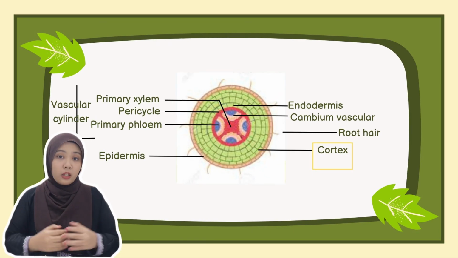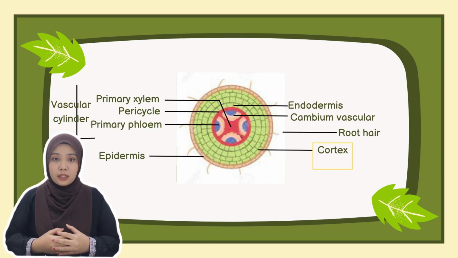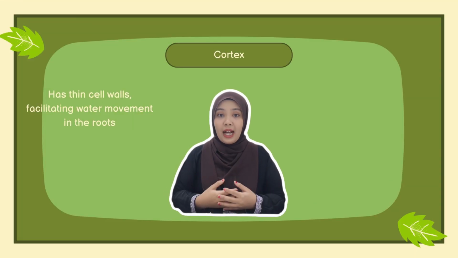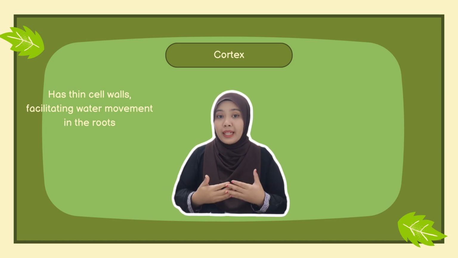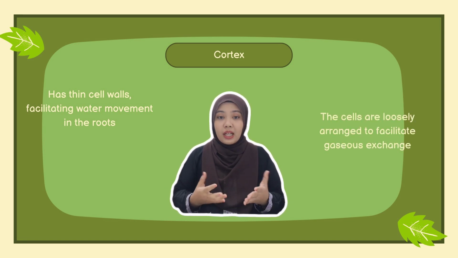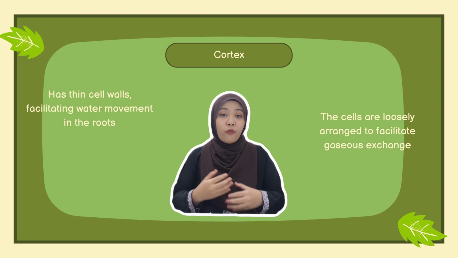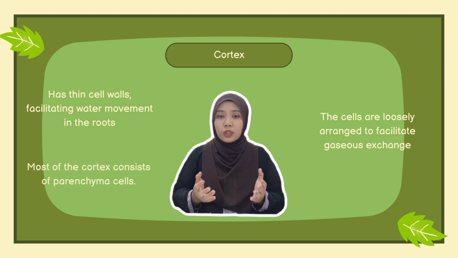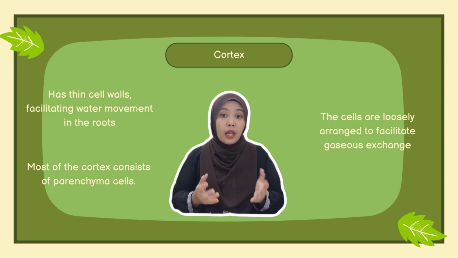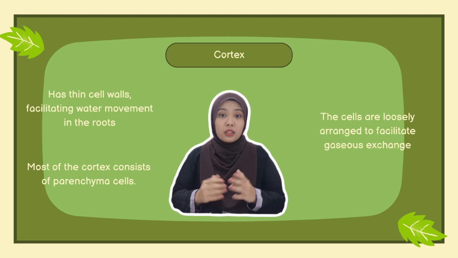Next, let's take a look at the structure of the cortex. The cortex is located under the epidermal layer. It has thin cell walls to facilitate water movement in the roots. The cells are loosely arranged to facilitate gas exchange, and most of the cortex consists of parenchyma cells.